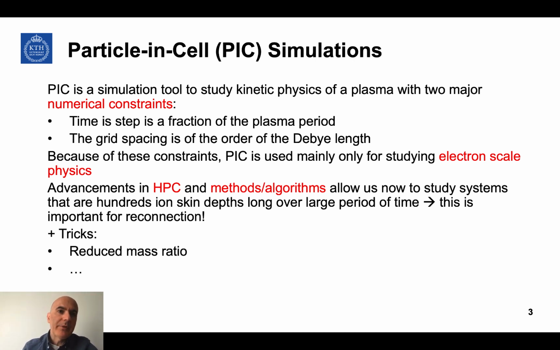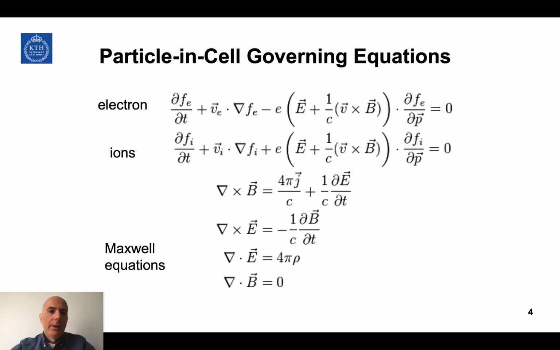So this is a very important thing when it comes to magnetic reconnection. Magnetic reconnection is an ion scale phenomenon, so we want to bring all the phenomena related to the ions close to the electrons, so we can actually simulate well with the particle in cell. So these are the governing equations that the particle in cell algorithm solves.